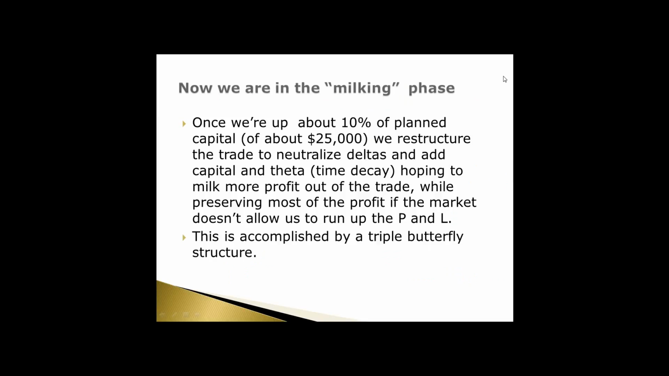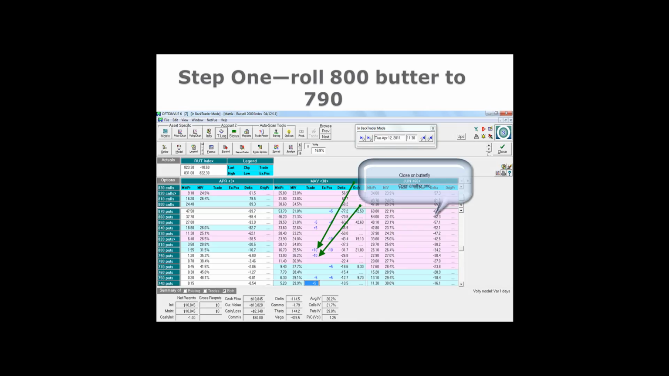We're going to turn the trade into a triple butterfly. We're going to completely change this from being a bearish trade to being essentially a neutral trade, and we're going to milk it. We're going to start adding capital to get the time premium. And so here's step one.